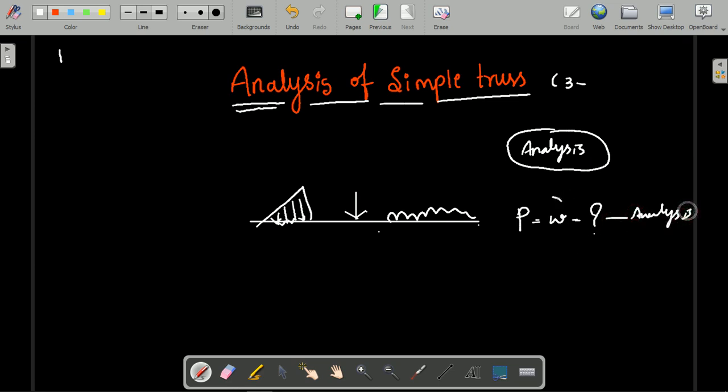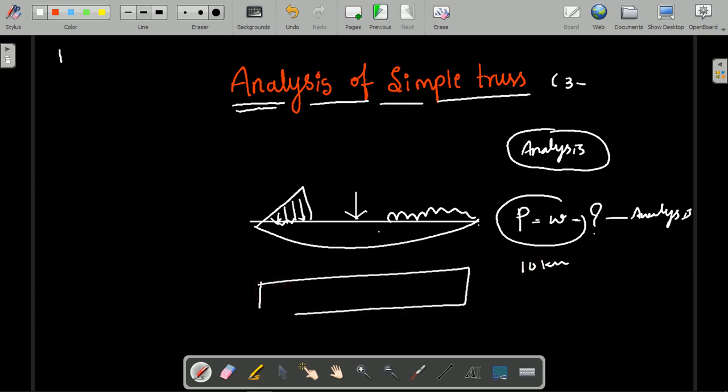In order to resist this much load and this much moment, which may be 10 kilonewton meter, what may be the size of the beam? How much depth do we need to provide, and what is the width of the beam? Deciding the section, that is, the dimensions of the section, comes under design. Here, analysis means only finding the loads acting on a particular structure.